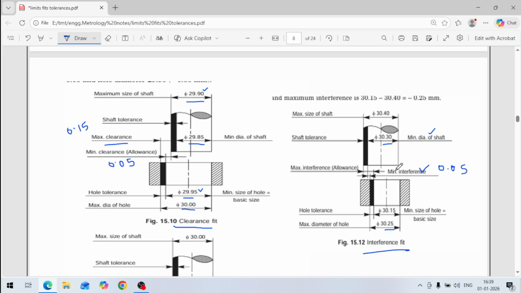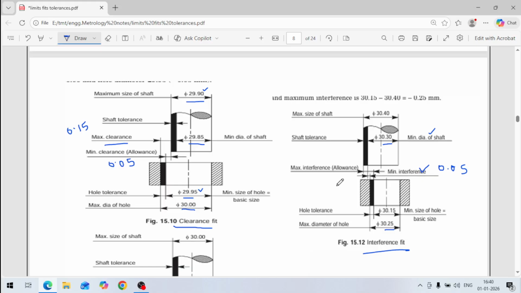0.05 mm, because the minimum shaft is 30.3 and the maximum diameter of the hole is 30.25. Okay, because the maximum size of the hole is 30.25 and the minimum dia of the shaft is this much. So this interference is this.